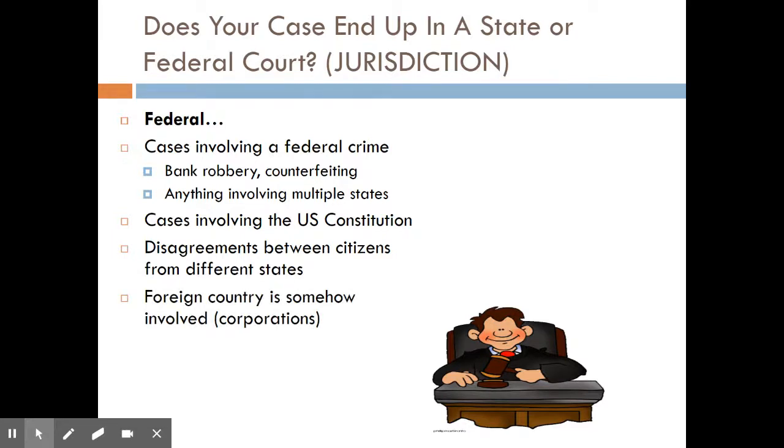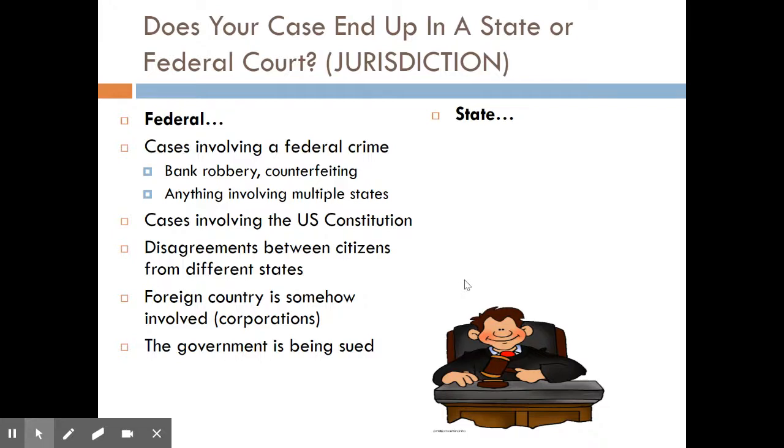If a foreign country is somehow involved, it's a federal court matter. For example, a foreign-owned corporation: if a U.S. citizen is involved in a dispute with one, that would be heard on the federal side. If the government is being sued, and you can sue the United States government, that case would be heard in the federal court system. States can sue the federal government, and individual citizens can too. So those are federal cases.